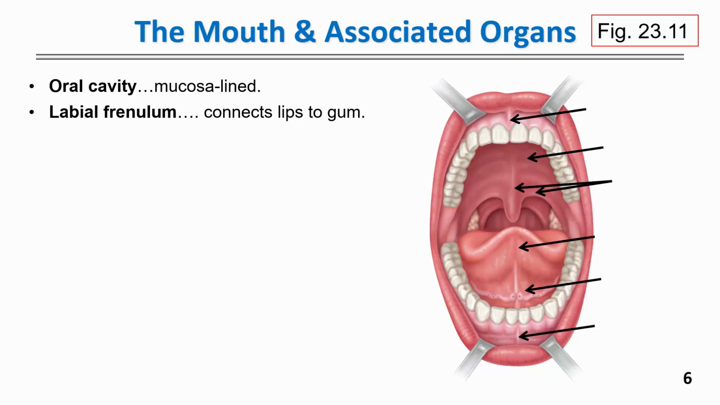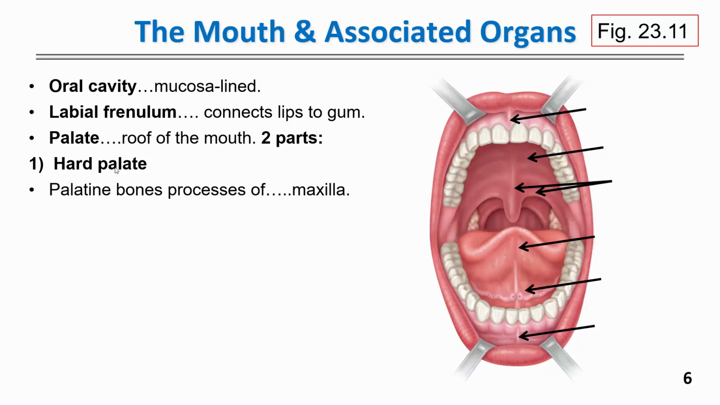The labial frenulum is a fold essentially that connects the lips to the gums within which the teeth are situated. The two major components of the roof of the mouth, if you will, is the palate. And the first component is referred to simply as the hard palate. And the hard palate is, as the term suggests, made up of hard tissue or bony tissue. And these are what are referred to as the palatine bones, the processes of the maxilla, which is the upper portion of the facial bones that forms the oral cavity.